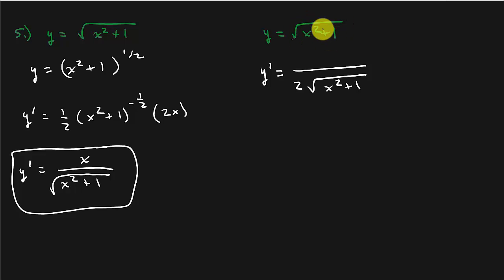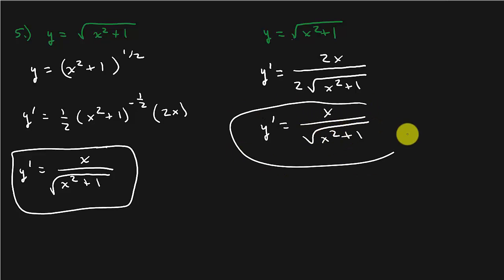In the numerator, what goes in the numerator? The derivative of what's underneath the square root, which is 2x. And so you can see y prime is x over the square root of x squared plus 1. And there's your answer. It's the same thing. And that's going to work every time on taking the derivative of square root functions. It only works with square root functions. It doesn't work with anything else.